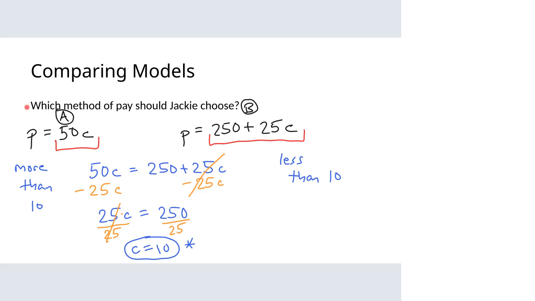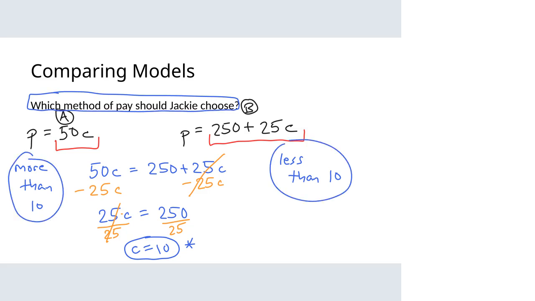But this is sort of an open-ended question. Which method? Well, it depends. How many computers is Jackie going to sell? It's kind of what Courtney was getting at.